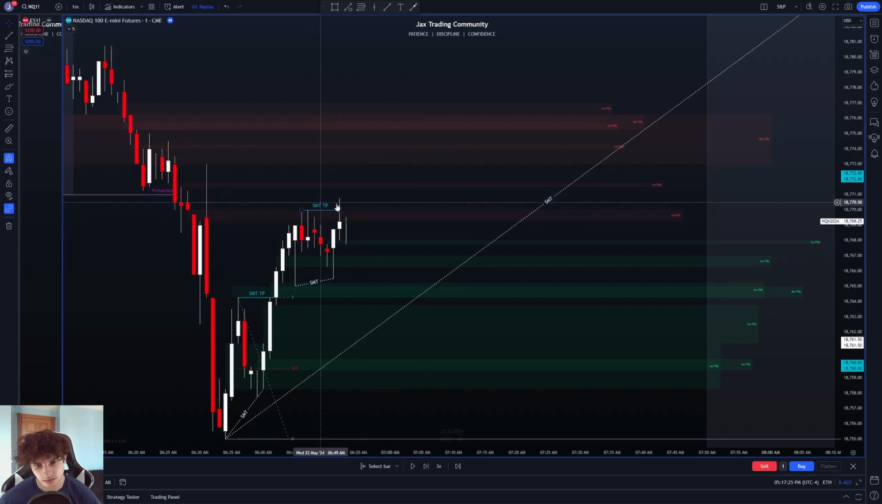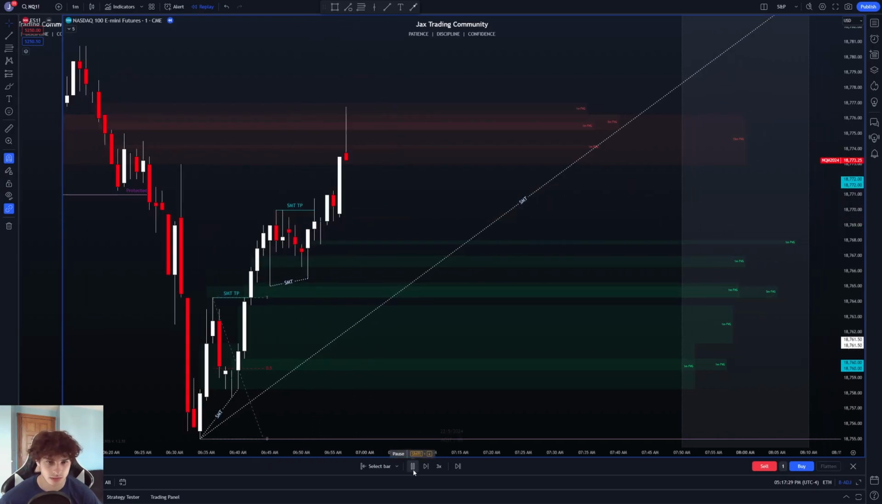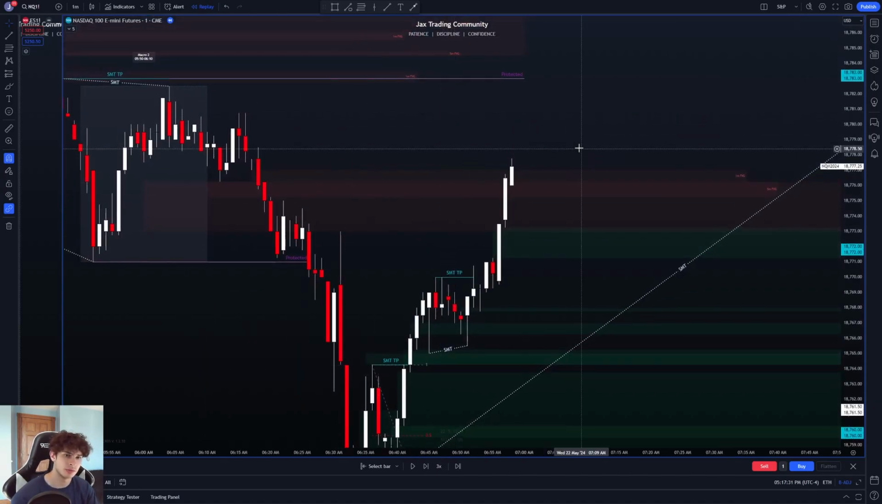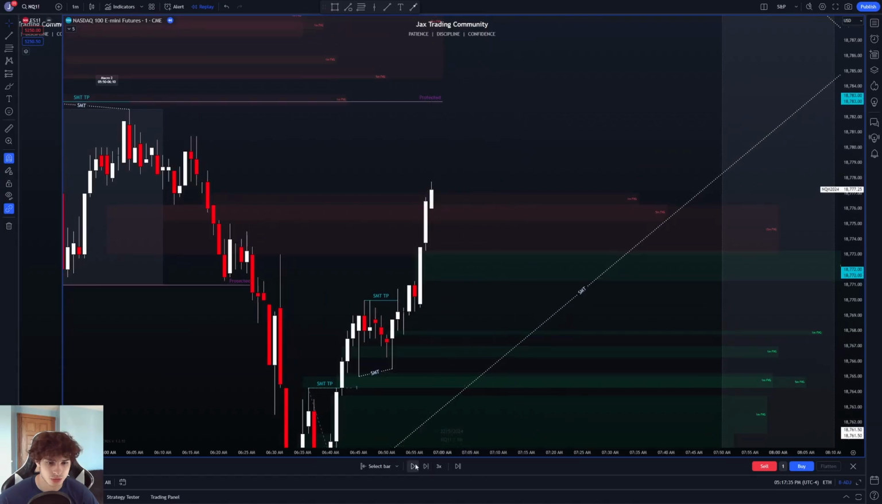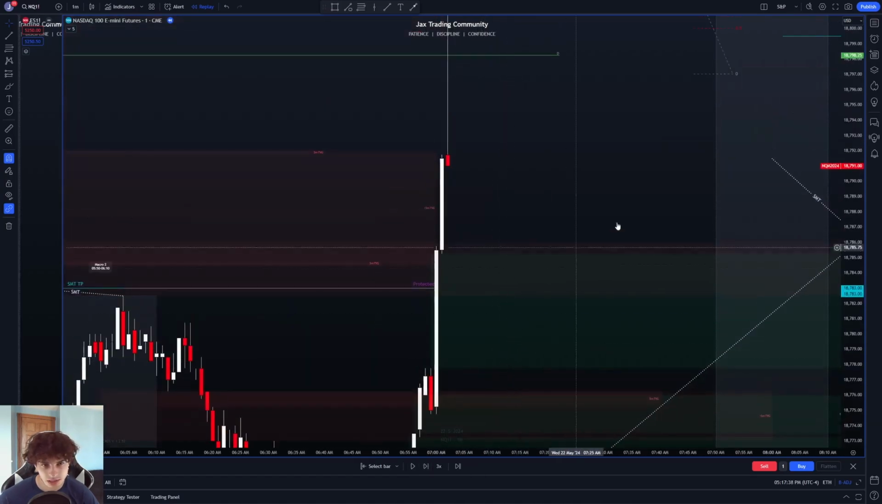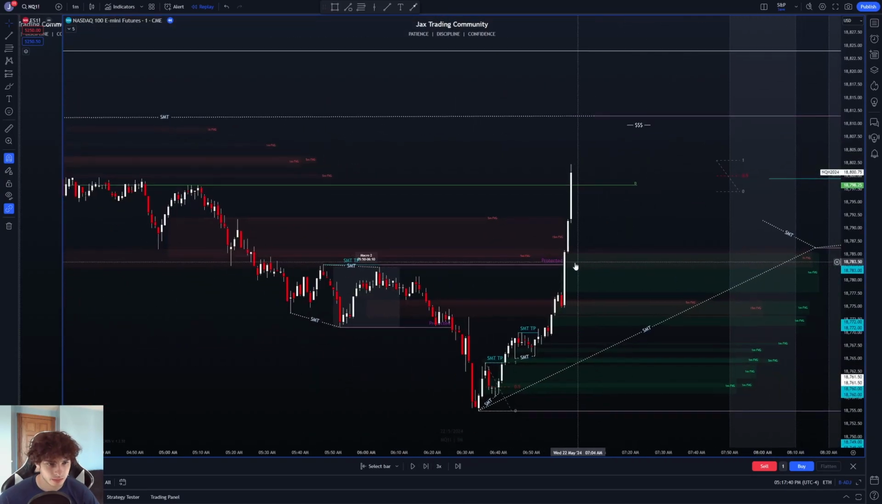Now this TP got hit. Now this high got hit. This low can now get hit. But we just start moving up here. We have this previous protected high. That is a pretty strong draw of liquidity. We take that there, and we end up having a massive pump around 7 a.m.